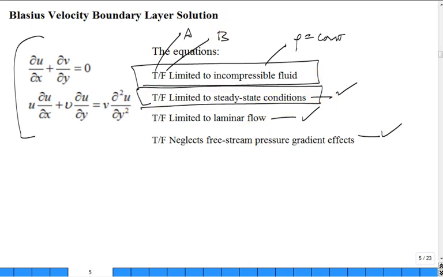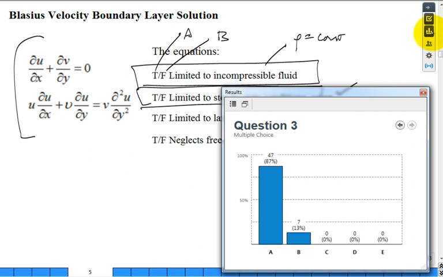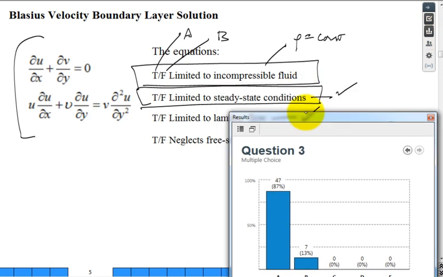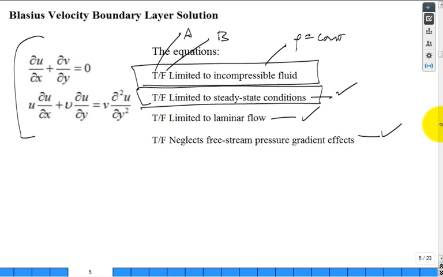True or false? These equations, as written, are limited to steady-state conditions. And let's show the results. Yeah, they're limited to steady-state conditions. Where's the transient part in here? So the fluid can be accelerating over all the times, but the velocity at a point isn't changing. It's steady state. All right.